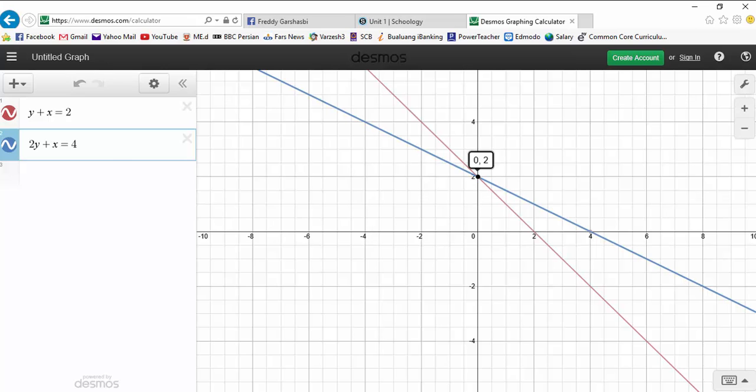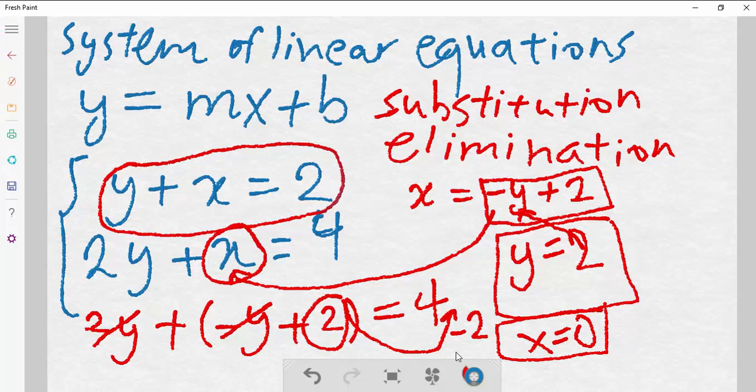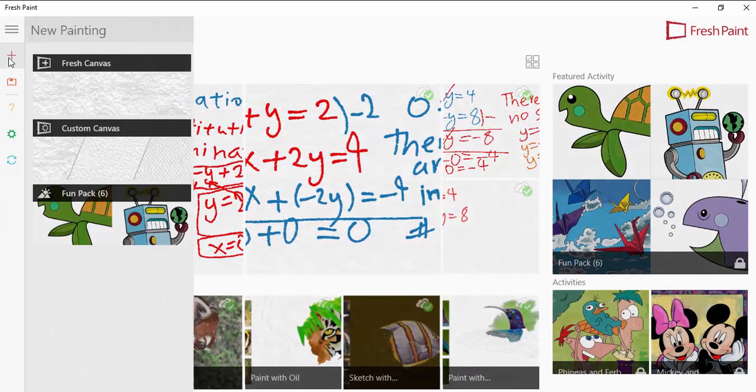The other way to solve a system of linear equations is called elimination. And I'm going to show you how to do that by elimination.